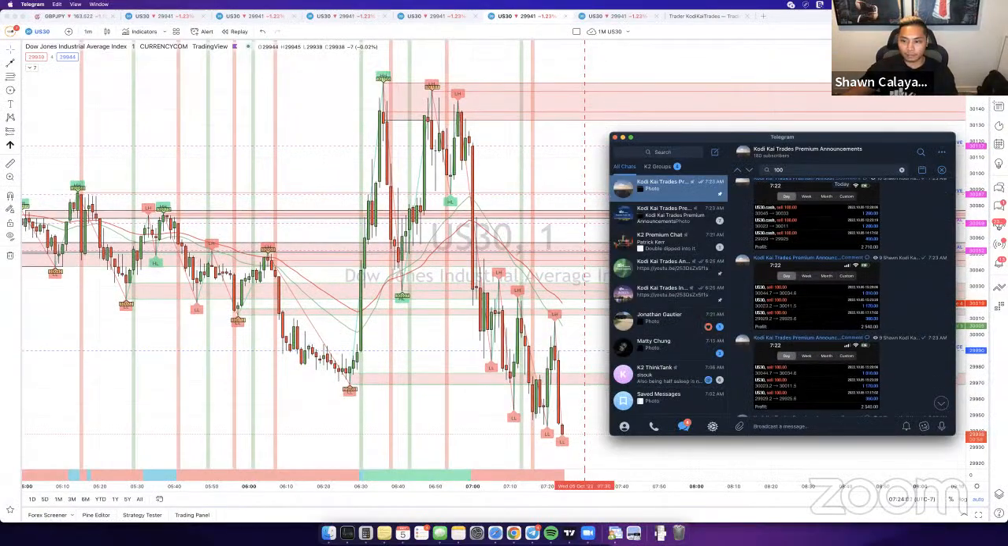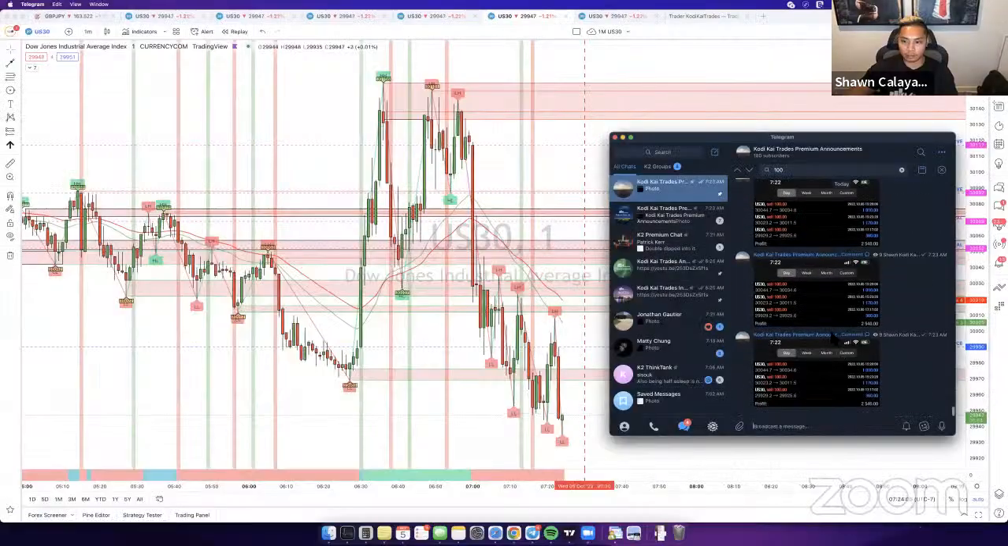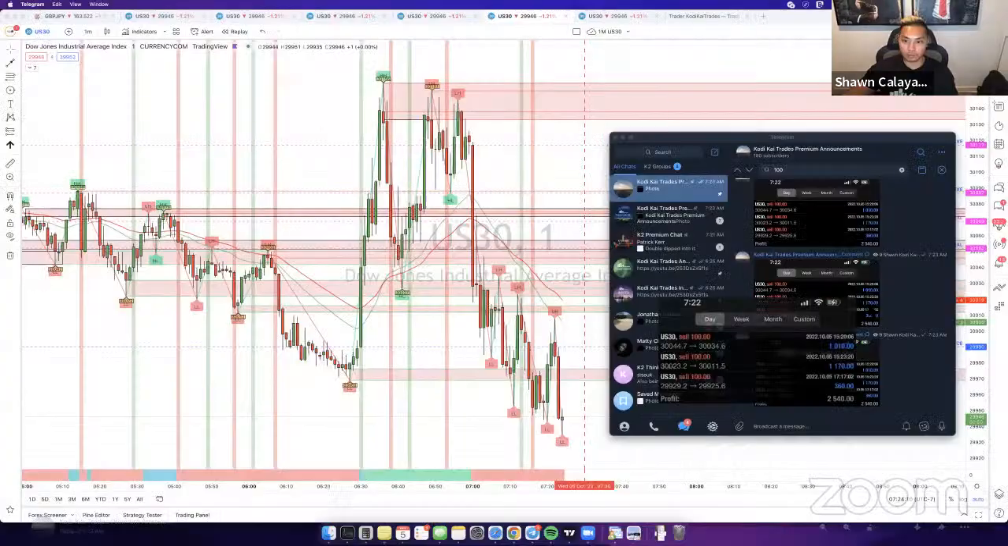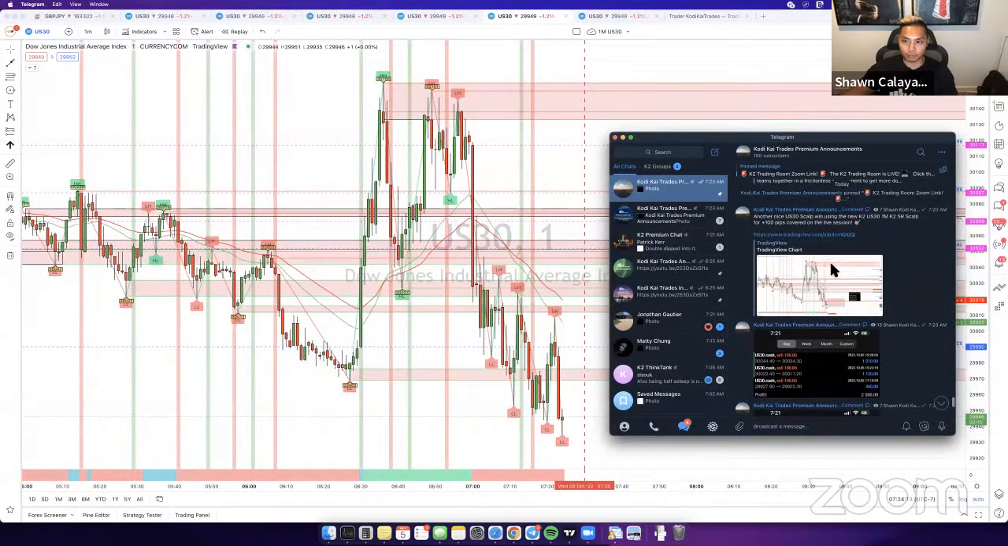My MFF over here, locked in 360, total profit of 2,540. Same with my other one, 2,540. And my third one, same thing, 2,540. So, I mean, it's not too bad. Pretty good profit so far for the day, even with that partial move right there.